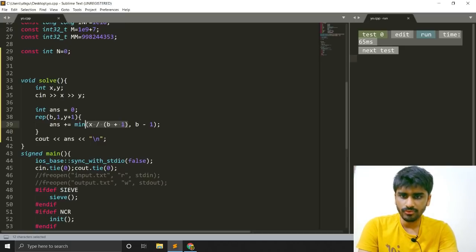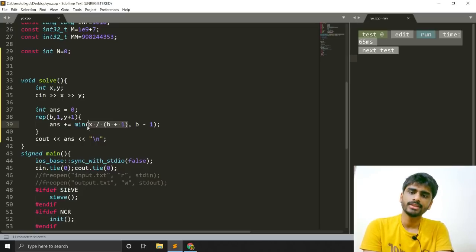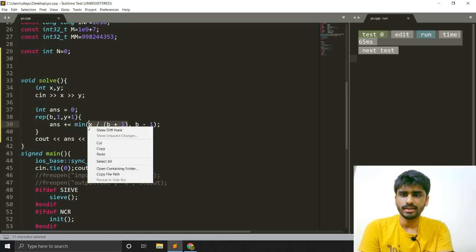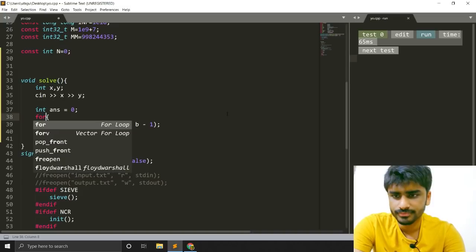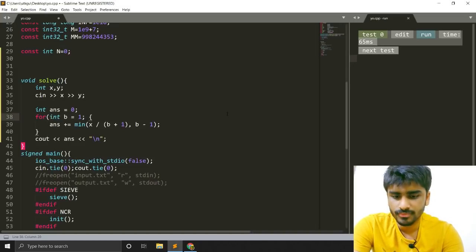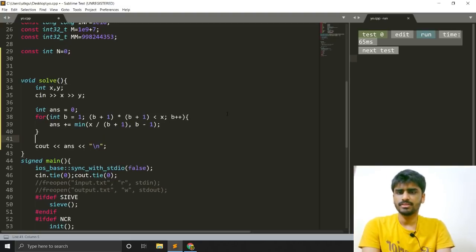So I know that the total number of distinct values of this is not too much. When b plus 1 is greater than the square root of x, then this will be relevant. Otherwise, we can iterate over this value, which will be small, right? So we can maybe update this loop in that way. b plus 1 into b plus 1 is smaller than x, I think.